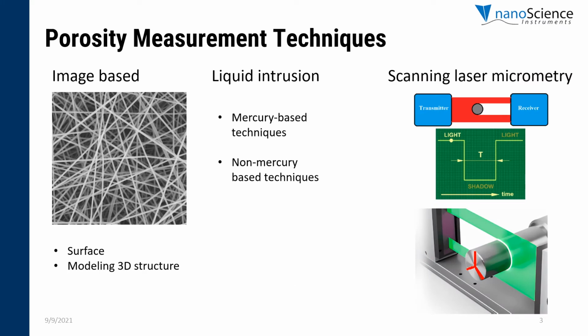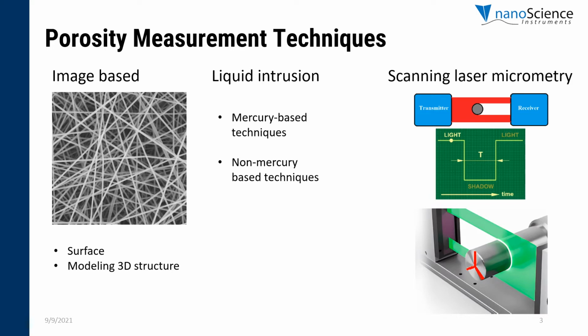Sample porosity can be measured in different ways. This includes image-based, where a small area of the surface of the spun sample is analyzed, typically by SEM. The disadvantage of this is that it is not representative of the sample as a whole. Taking multiple images, stacking them, and performing 3D modeling has been an alternative, but this is still not representative of that sample as a whole.